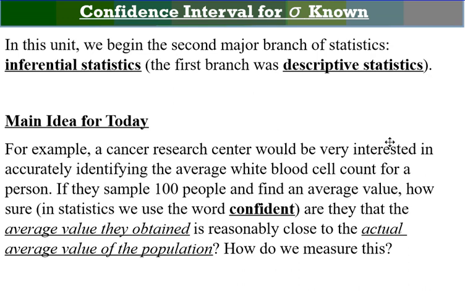For example, a cancer research center would be very interested in accurately identifying the average white blood cell count for a person. That varies. Everybody might have a different count, so they want to get an idea of what's an average amount. So they're going to sample. If they sample 100 people and find an average value, how sure, in statistics we would use the word confident, that's going to be a big word going forward, how confident are they that the average value they obtained is reasonably close to the true average value of the population? How do we measure this?